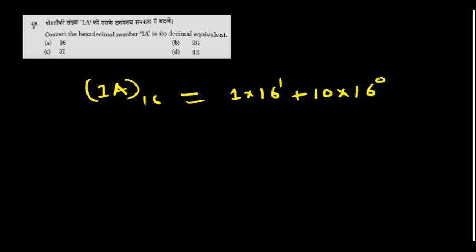Convert the hexadecimal number 1A to its decimal equivalent. So what you do? 1A is in hexadecimal, to the base 16. If you want to convert it into decimal, we have to multiply. So 1 multiplied by 16 to the power 1, plus A. A means in decimal, what is A? That is 10. 10 multiplied by 16 to the power 0. So 16 plus, 16 to the power 0 equal to 1, so 10. So what do you get? You get 26 as the answer. So 26 is the decimal number.